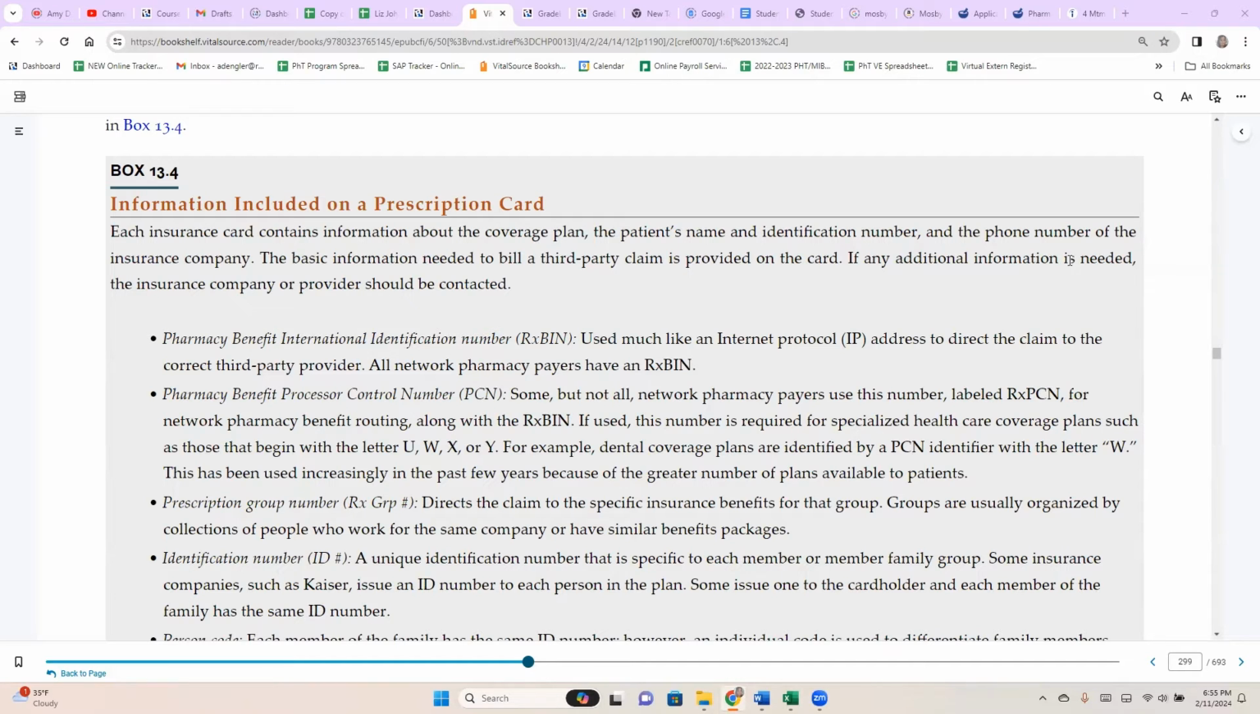Box 13.4 lists information included on a prescription card. So we should have an RX bin. It's used as an internet protocol address to direct the claim to the correct third party provider. All network pharmacy payers have an RX bin. You also need a pharmacy benefit processor control number, a PCN. Some, but not all, network pharmacy payers use this number labeled RxPCN for network pharmacy benefit routing, along with the RX bin. The prescription group number, the RX group, directs the claim to the specific insurance benefits of that group.